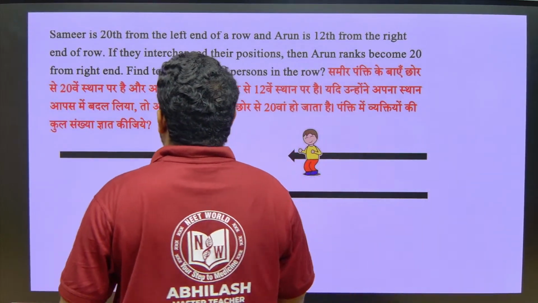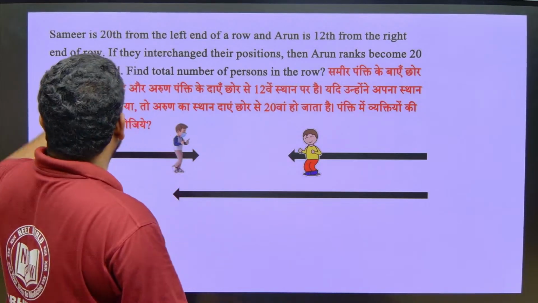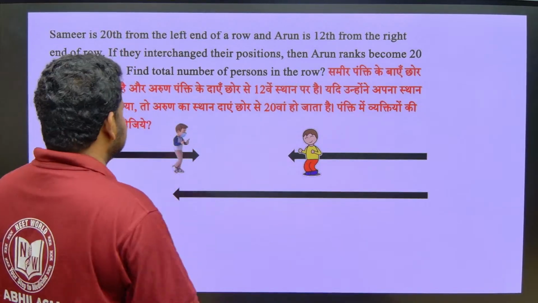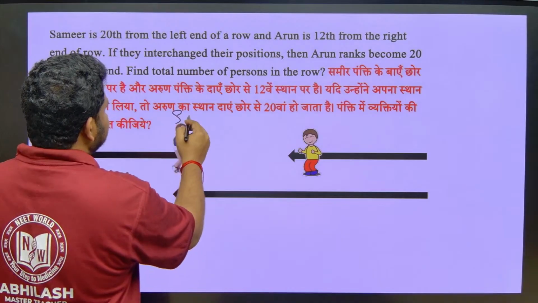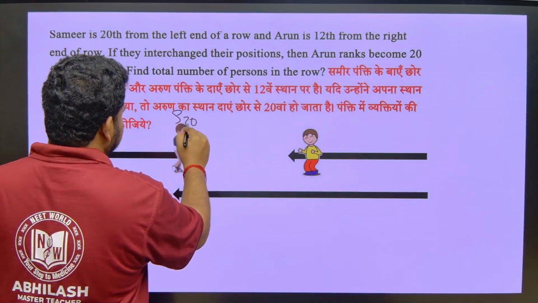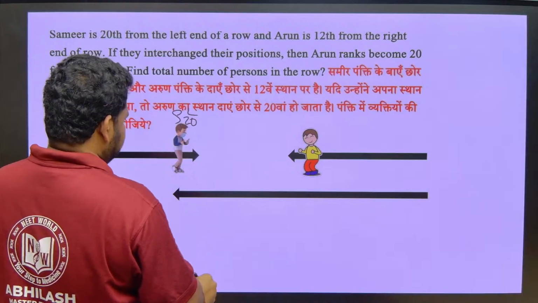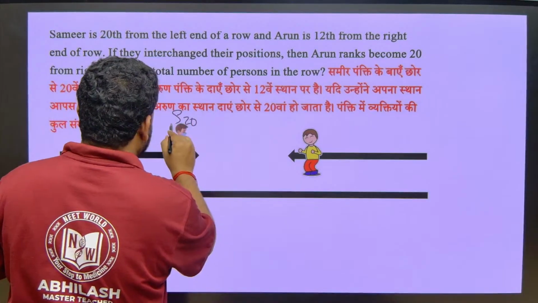Now have a look at this question. They are telling the same type of question, but they have differentiated. Someone here is 28th from the left hand of a row. Let me write left hand.